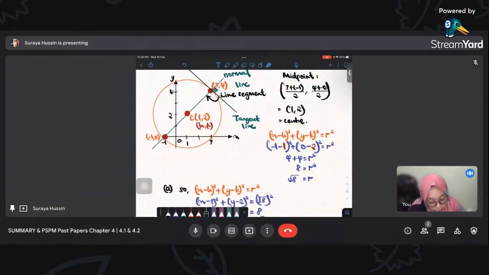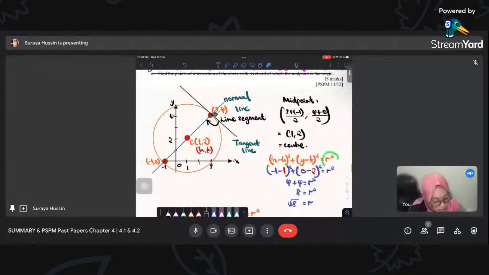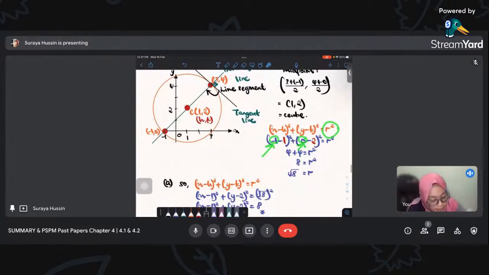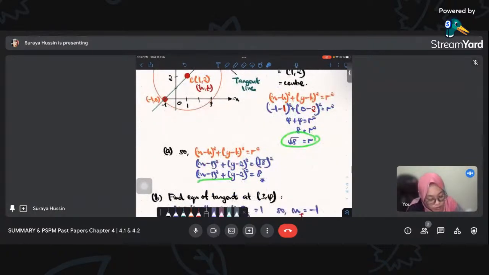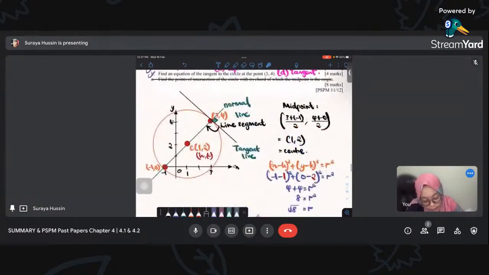And so radius tak ada, cari sendiri. Cari sendiri macam mana? Pakailah salah satu point. Use one of the points there, and then you got your radius. And then there you go. This is the equation of circle. You have found it successfully.